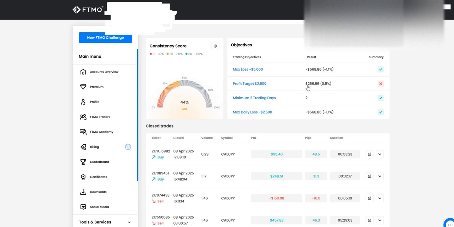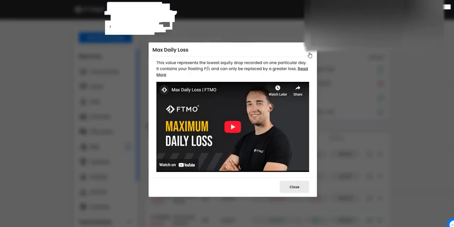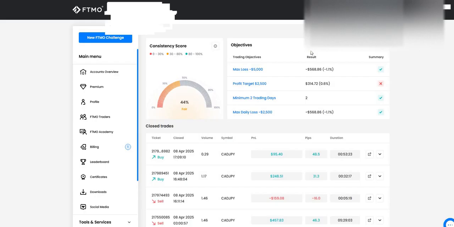Profit. Well, currently profit's running out is this one. So trading days, minimum trading days, 2 days, of course. Maximum loss, it's this one. No, I don't know when this resets. Interesting.